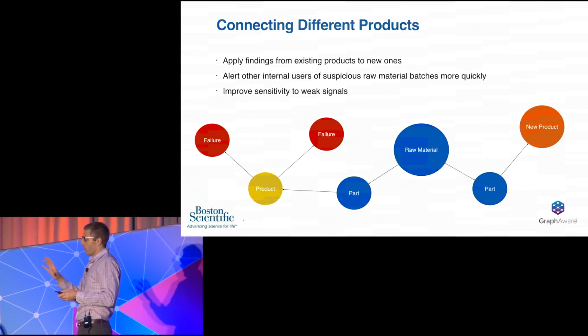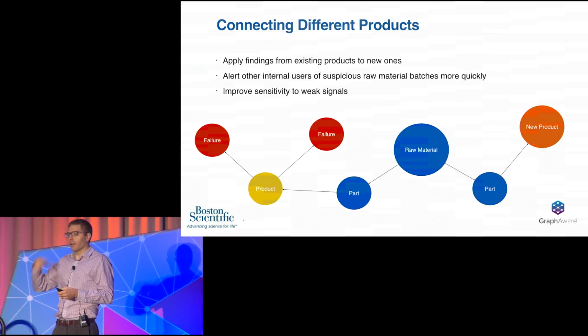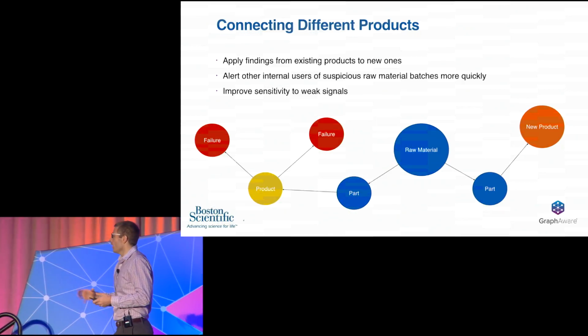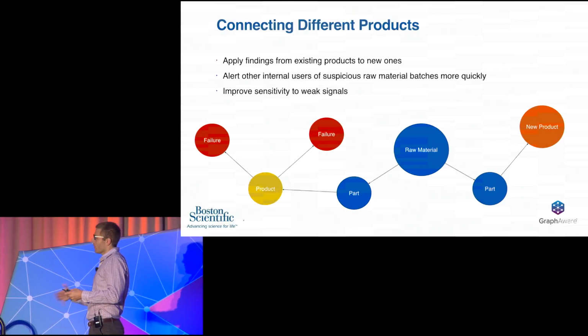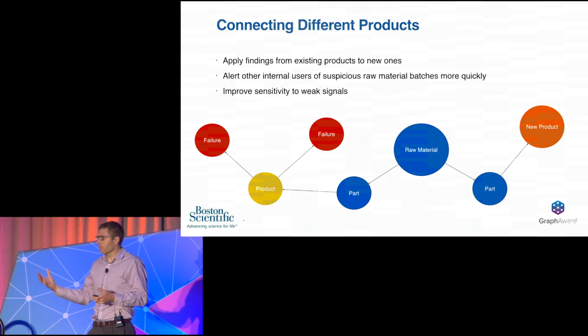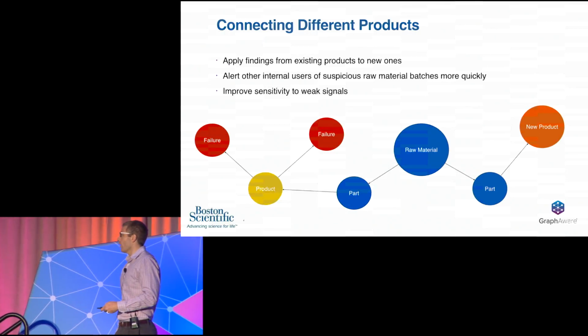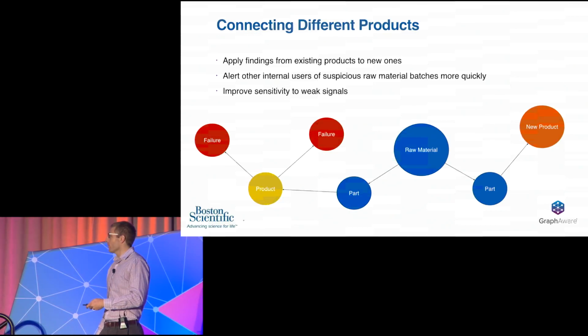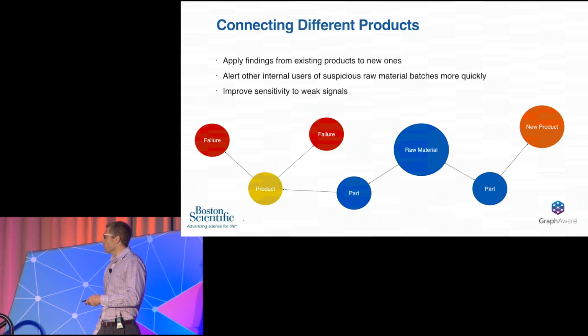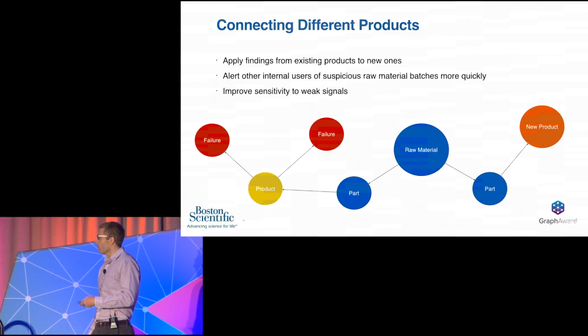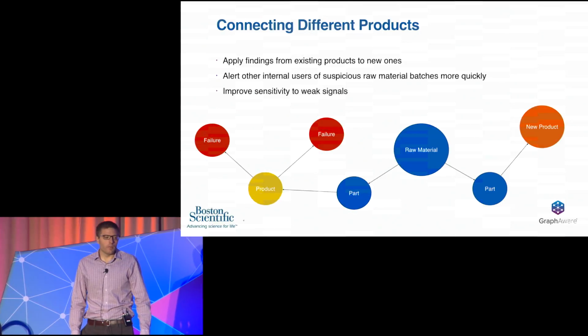What that means is that a really high volume product that has lots of data that we can learn from can be applied to something like a new product that hasn't finished production yet. If we understand by analyzing this graph that there's a raw material batch that might be suspect in a couple of failures, we can apply that to some new product that is using that raw material batch, but we don't have any data yet for it.